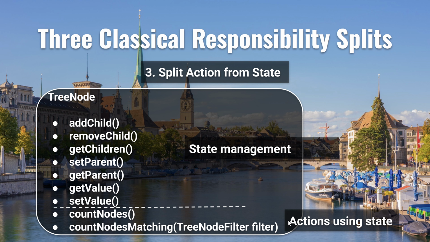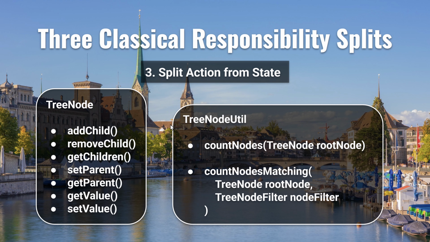So these are actions that are using the state, and these up here are actions that are somehow managing the state or giving you access to the internal state, such as get parent. It doesn't change anything, but it gives you access to the parent tree node of this tree node. You can split this unit in two like this.